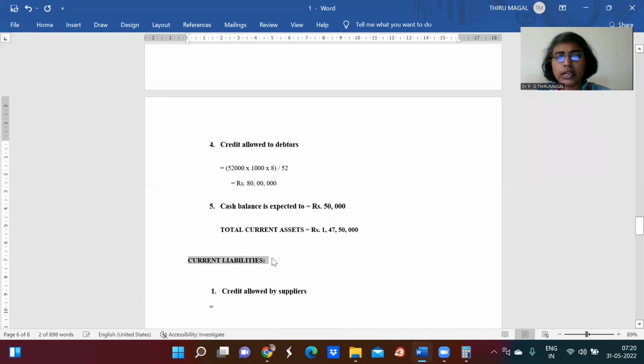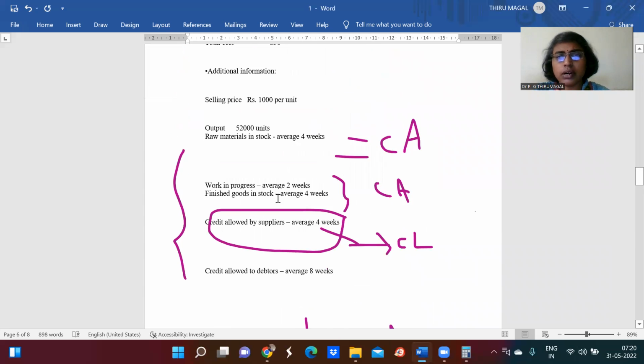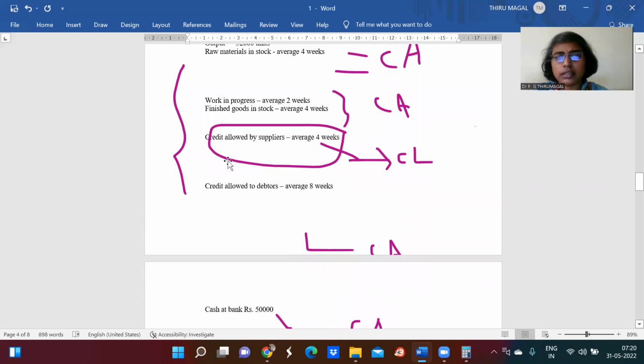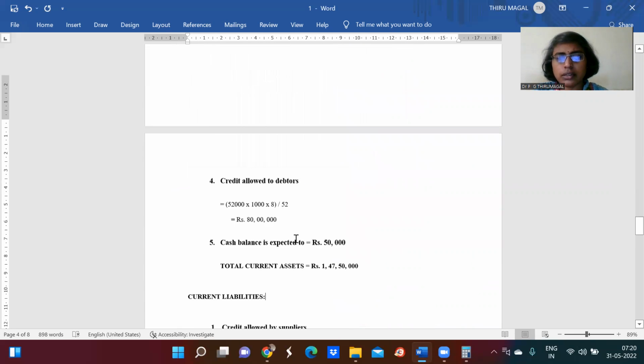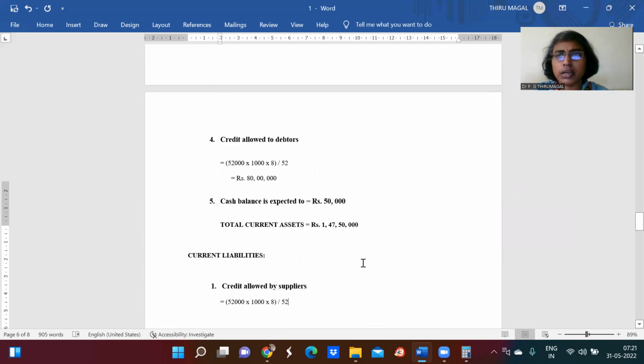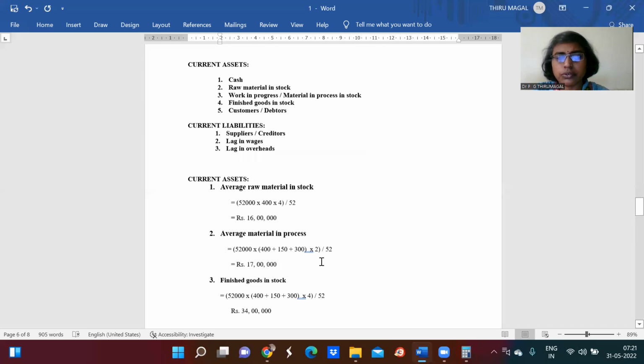The next will be finding out the current liabilities. As per this problem, the only current liability that is given is the creditors. That is nothing but credit allowed by supplier, 4 weeks. So we'll use the same methodology of calculating the value for the supplier also. Credit allowed to supplier. The number of units is 52,000. Since it is a supplier, from the supplier what we buy? Raw material. So raw material cost per unit, how much? 400. That we have to use.